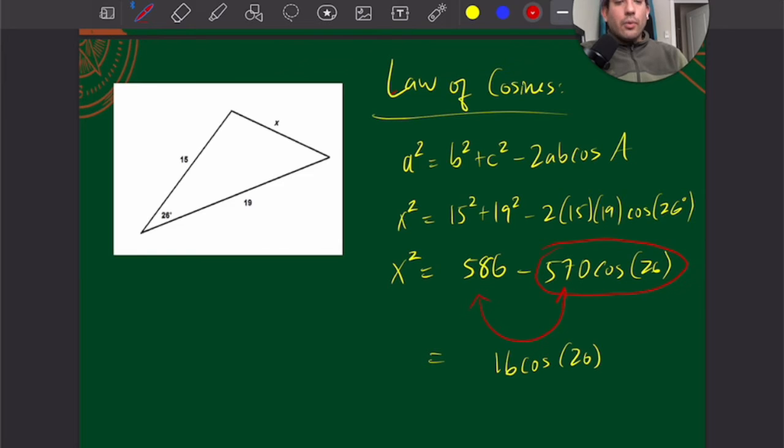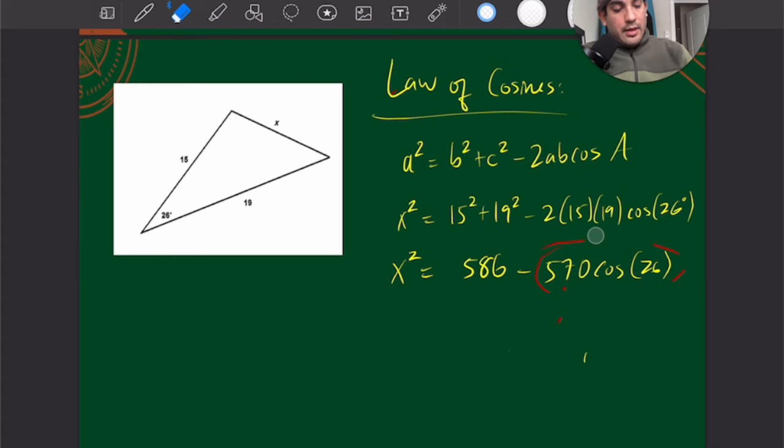Okay, again, I showed that because that is a common mistake that a lot of people make. So I just wanted to review it so that you catch that whenever you're doing your work and you know that you should not be doing that. Okay, so back to the 570, I'm going to go ahead and multiply that out.